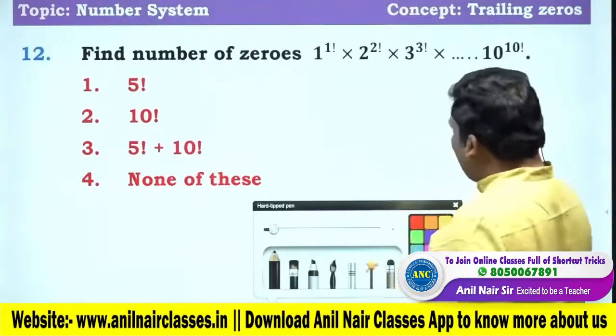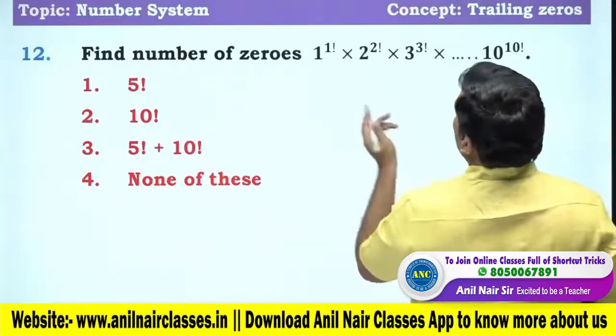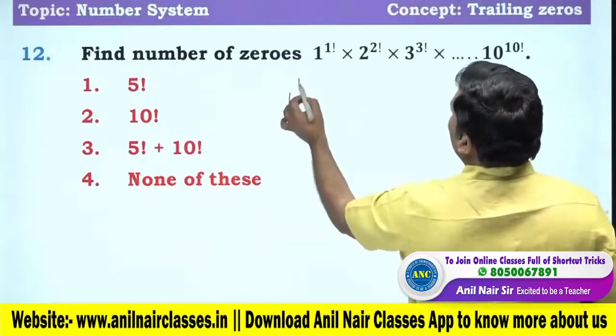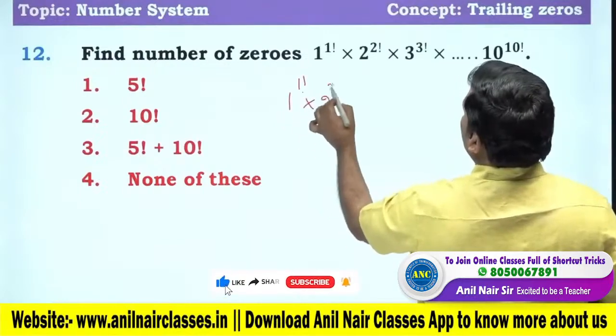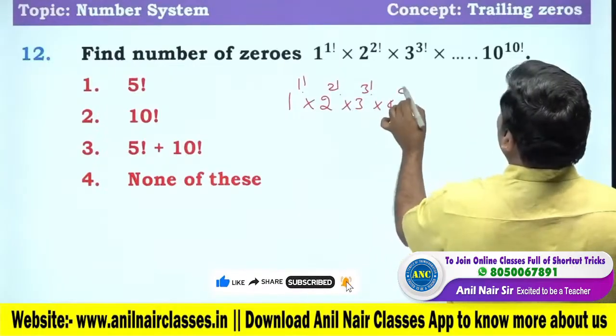Next one. This model also we already solved. 1 factorial. 1 power 1 factorial. 2 power 2 factorial. 3 power 3 factorial. 4 power 4 factorial.